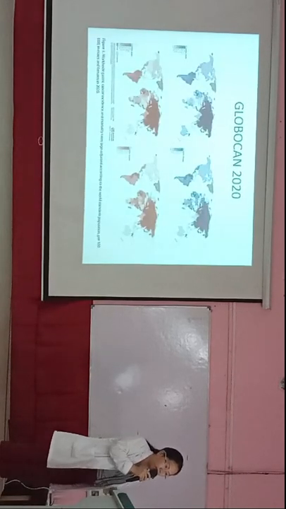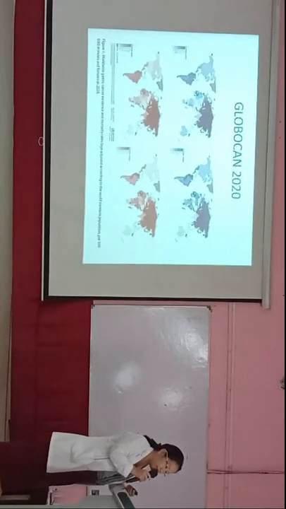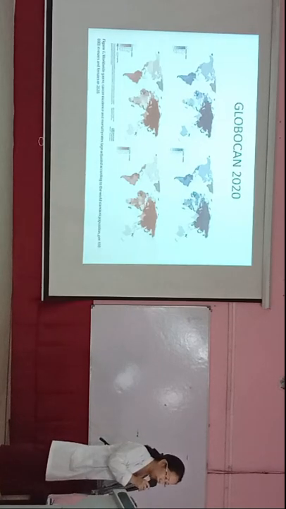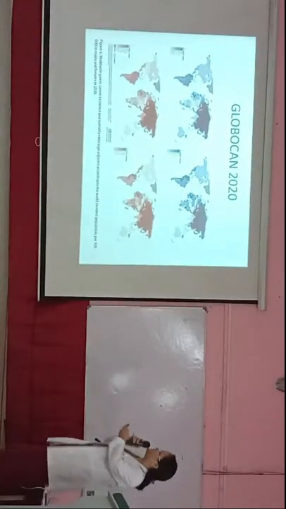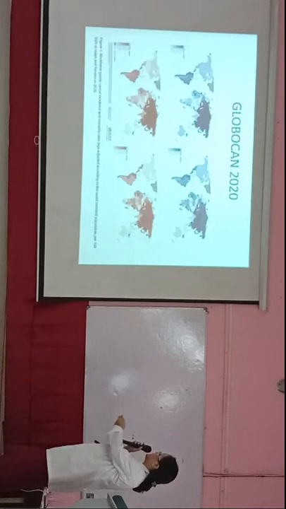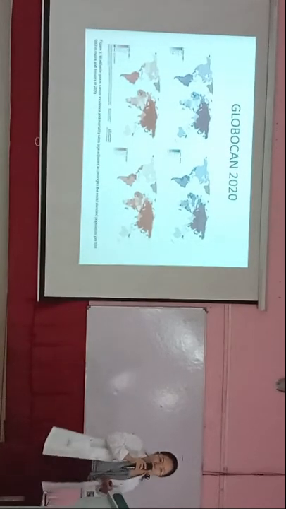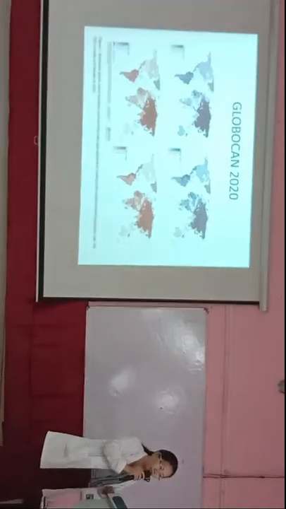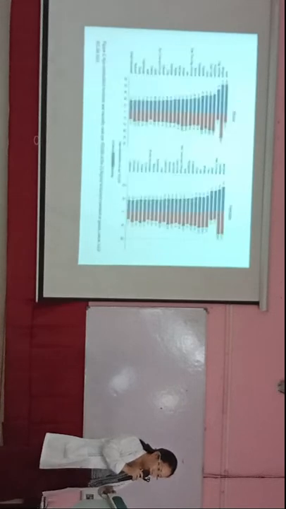This is a global map of stomach cancer incidence in blue, for both male and female, and the mortality in red. So you can see this area. This is a very dark blue color area, and this dark maroon color area in Asia. They have the highest incidence of stomach cancer in the world, as well as mortality. Followed by South American countries and the rest of the world.